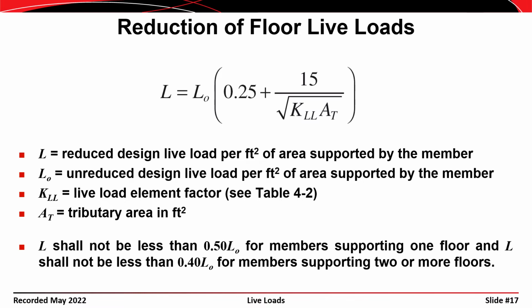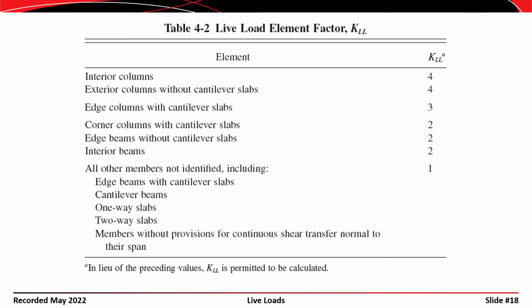Now there are minimum values for the reduced live load. The reduced live load can't be any lower than 50% of the unreduced live load for members supporting one floor, or 40% of the unreduced live load for members supporting two or more floors. So there is a lower bound to that. This is a table that represents K sub LL. It's basically the ratio of the influence area to the tributary area for any given member. So it's based on whether you're looking at an interior column, an edge column, a corner column, or some other type of member. Note the footnote here, though: in lieu of the preceding values, K sub LL is permitted to be calculated. So you could take K sub LL directly as the ratio of the influence area to the tributary area for a member.